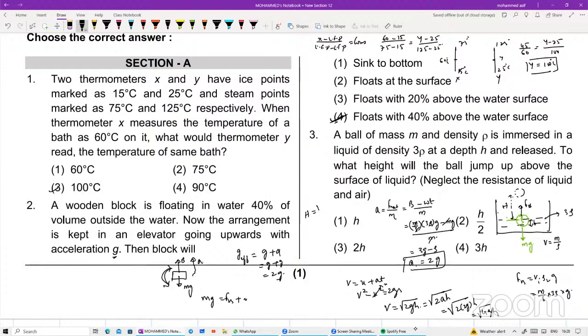So h value will become how much for me, beta? h is equal to v square divided by 2g. So v square will be equal to 4gh. So 4g into h divided by 2g. g gets cancelled. 2 ones are 2, 2 twos are 2. That means that will be equal to 2h. So the third option will be the answer. Am I clear?